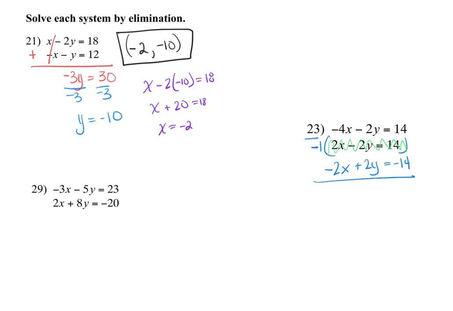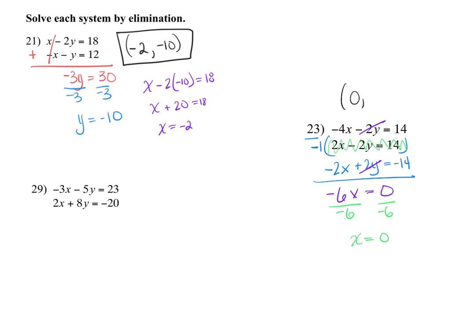And so for this one, I would say we have a negative x. So I'm going to add these two. My negative 2y and my positive 2y cancel. And positive 14 and negative 14 is 0. If I divide this guy out, 0 divided by anything is just 0. And so I have my x value here.